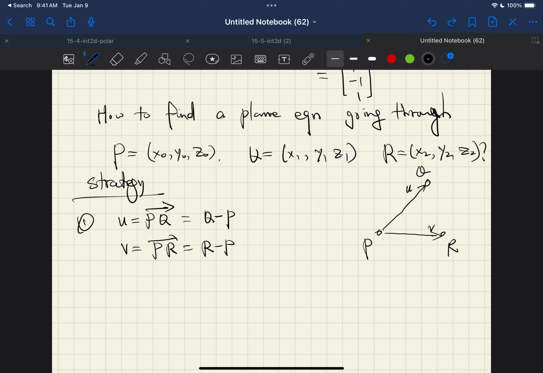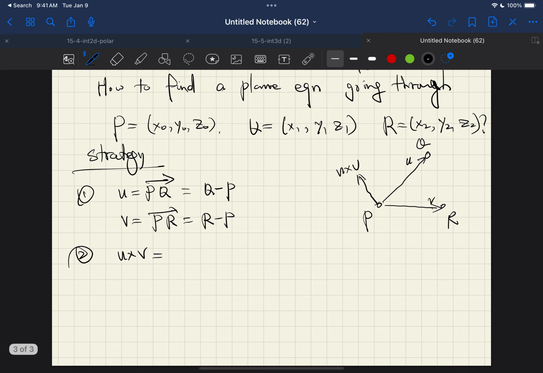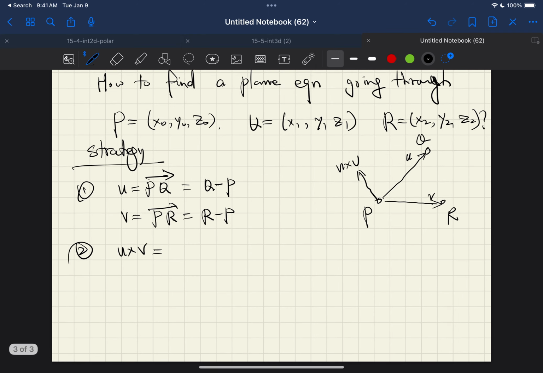And then you want to find its cross product U times V, which can be computed by the formula. And then suppose we say this is W, if you compute.